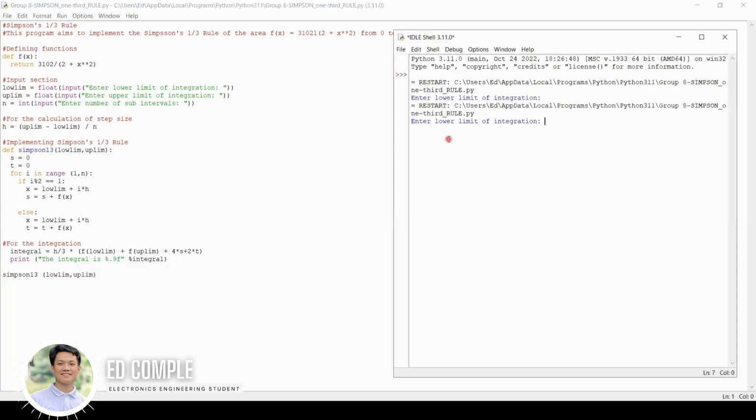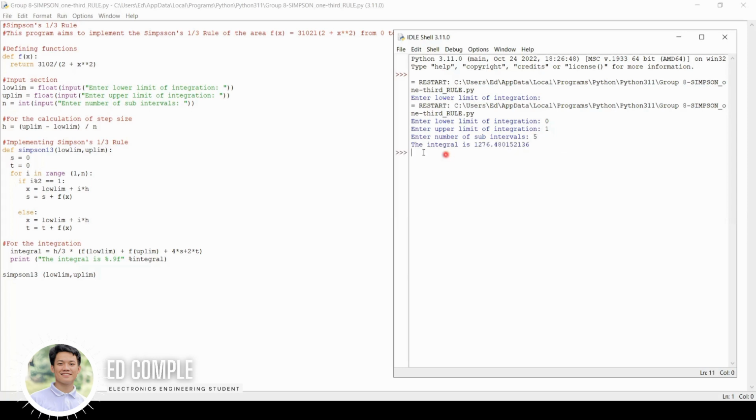As you can see, we need to enter the lower limit of integration. So let's say the lower limit is 0. Then enter. Enter the upper limit of integration. So let's say 1. Then enter. Enter the number of subintervals. So let's say, for example, 5.